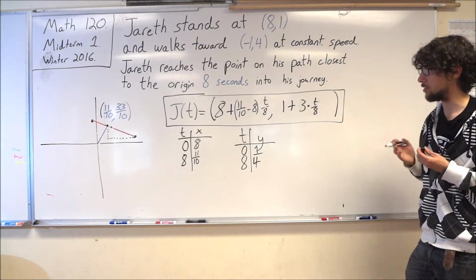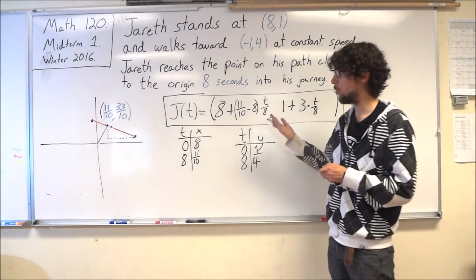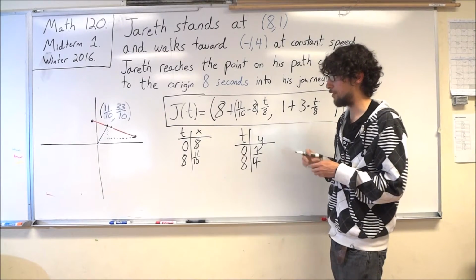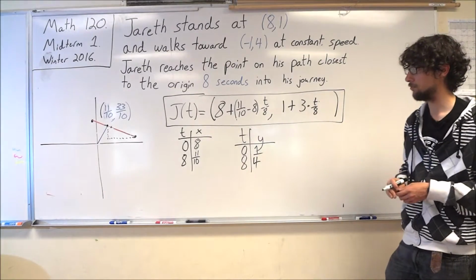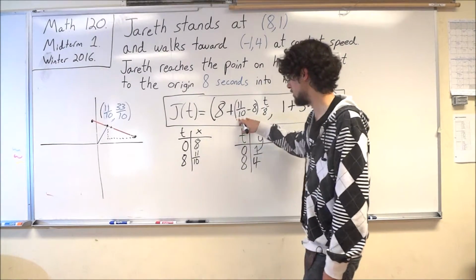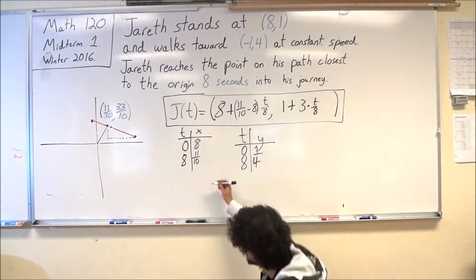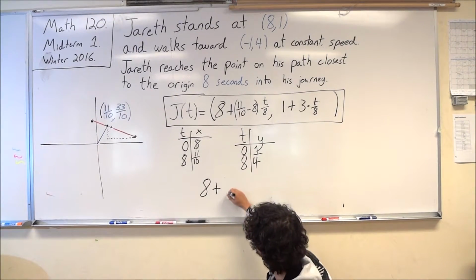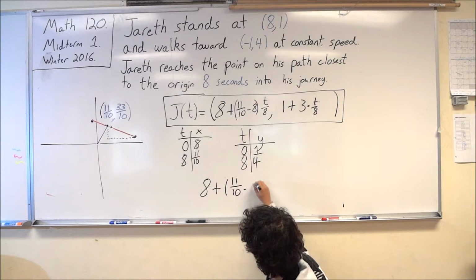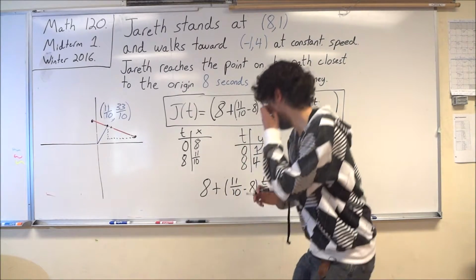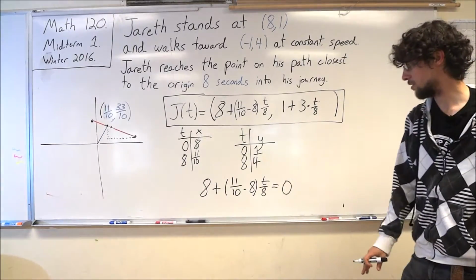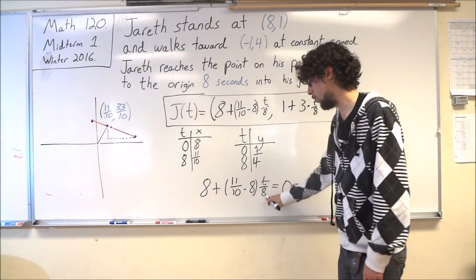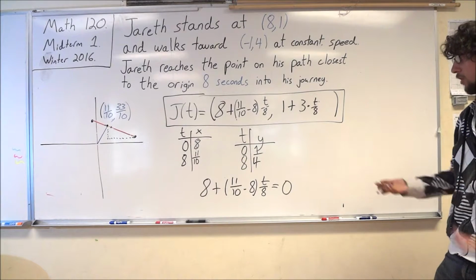So this isn't so hard to work with at this point. We know that Jareth's x position is described by this equation in terms of t. So what I'm looking for is just when is this equation equal to 0. So I can just set it equal to 0. I can say when is this equal to 0, and I can just go ahead and solve. So subtracting 8 from both sides, then multiplying 8 on both sides, a little bit more arithmetic.